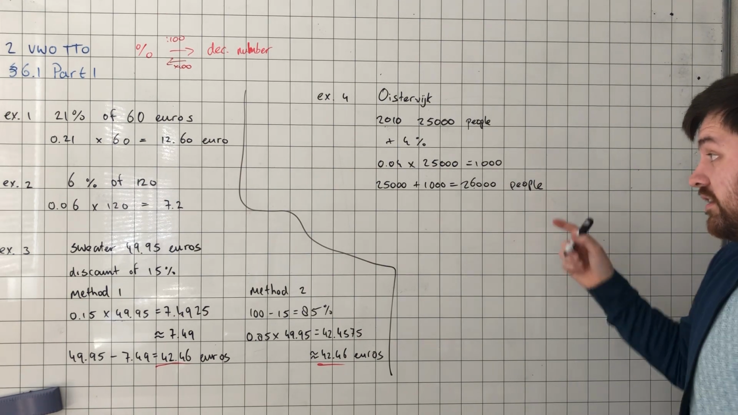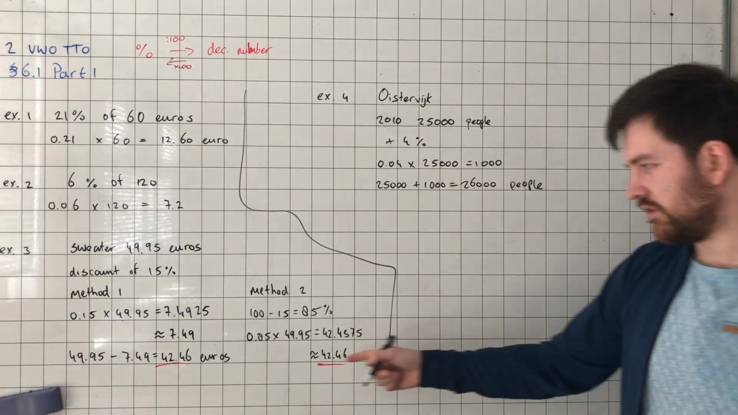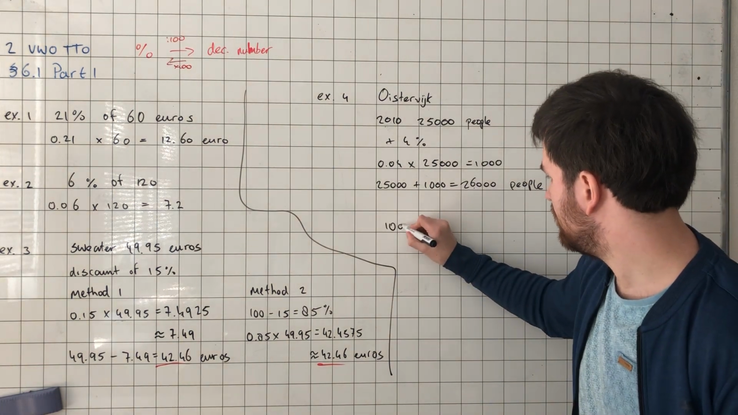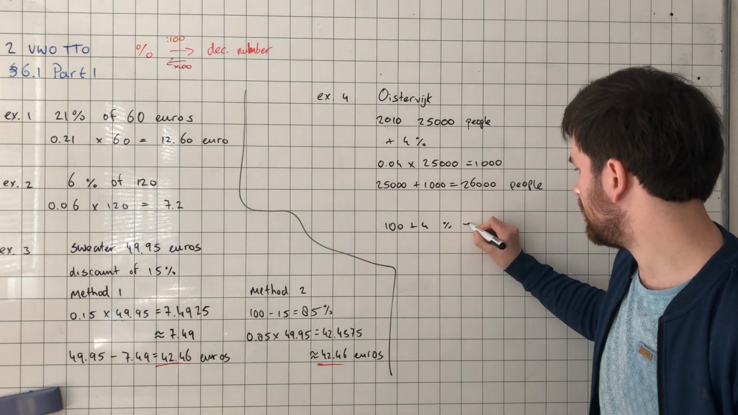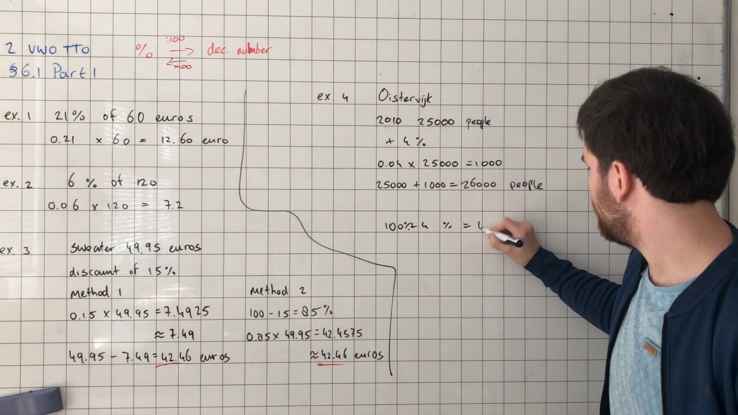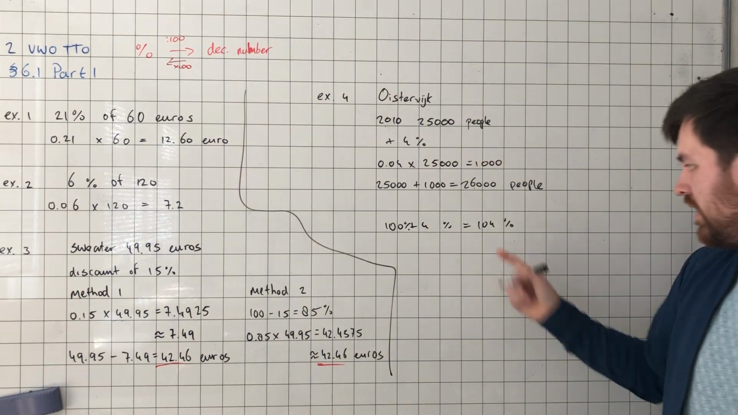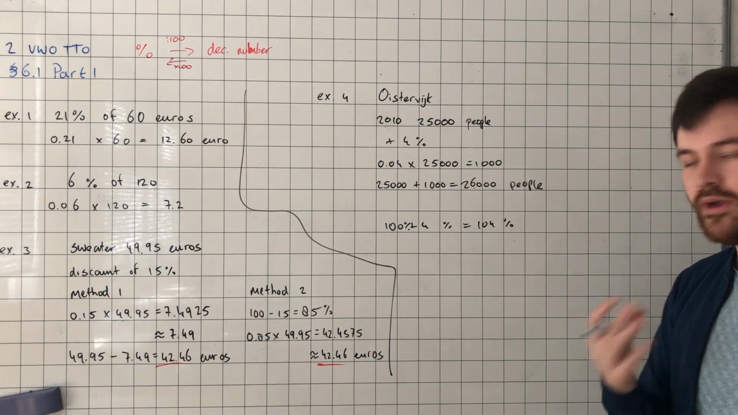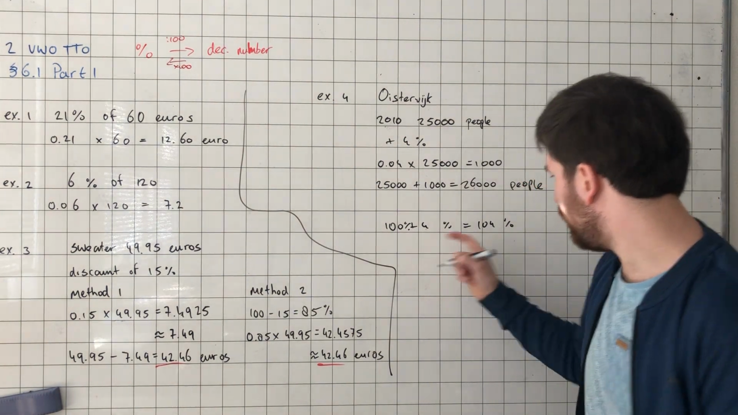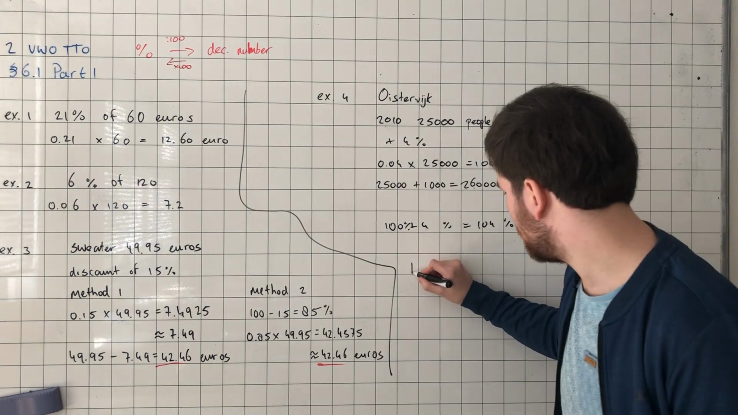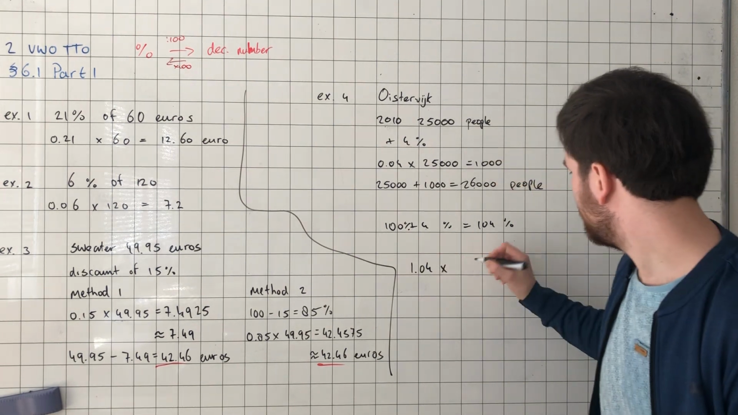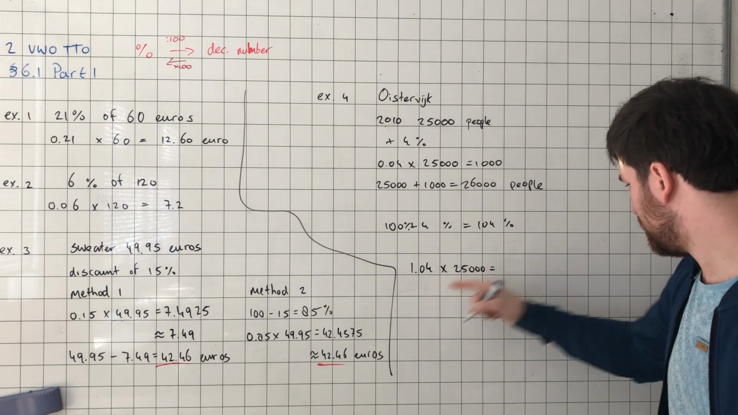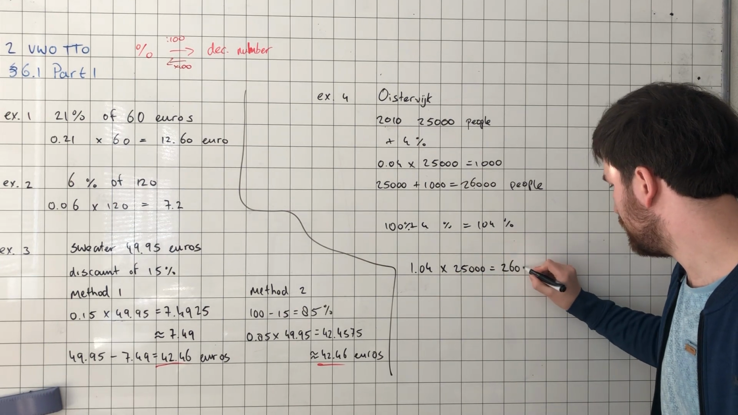A different way of doing this is by adding the percentage first, like we were subtracting the percentage over there. So 100 plus 4% is 104%. And if we want to turn this into a decimal number, you get a number which is bigger than 1. So 104 divided by 100 is 1.04, times 25,000, which is 26,000.